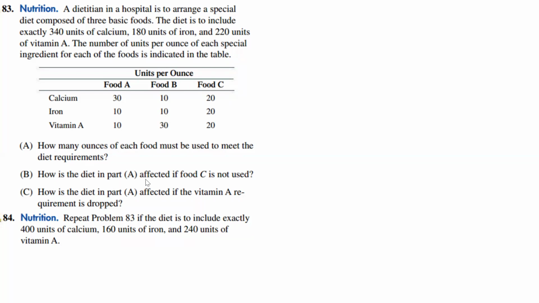How is the diet in Part A affected if food C is not used? And how is the diet in Part A affected if the vitamin A requirement is dropped? All right, so what do we need to do?